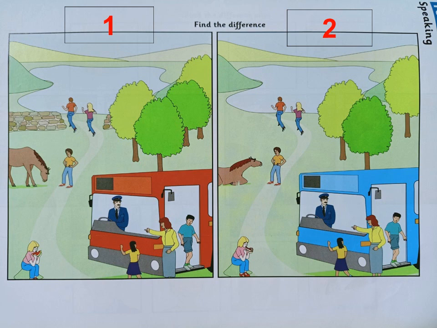The next one, we will find the differences between two pictures and using the main structure we review about. Now everyone, in the picture 1, you can see a wall, but in the picture 2, you cannot see a wall.